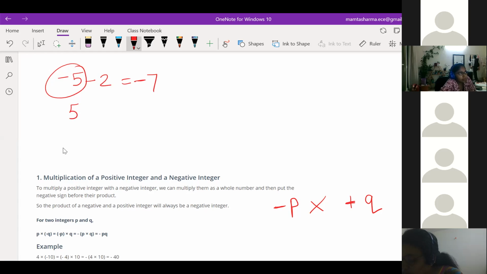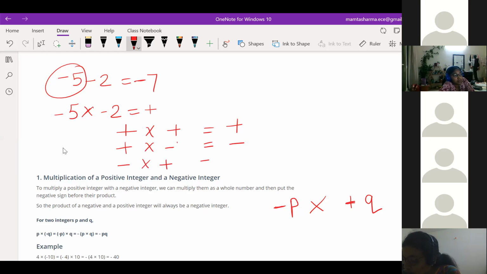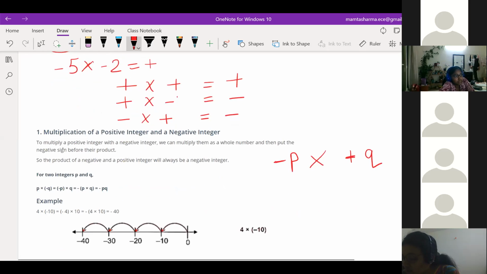If we are multiplying two numbers, there is a different rule. So we can see if we multiply plus by plus, it would be plus. If we multiply plus with minus, it will be minus. If we multiply minus with plus, it would be minus. And if we multiply minus into minus, it would be plus.